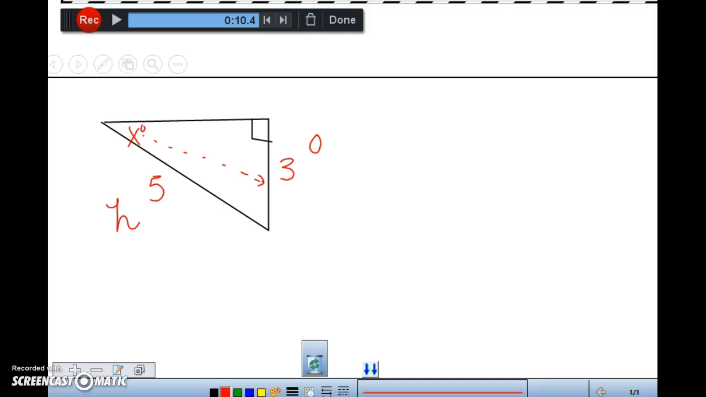Yes, sine. All right, so sine of x degrees is the opposite over the hypotenuse. So since we're looking for the angle, we're going to use the inverse key.